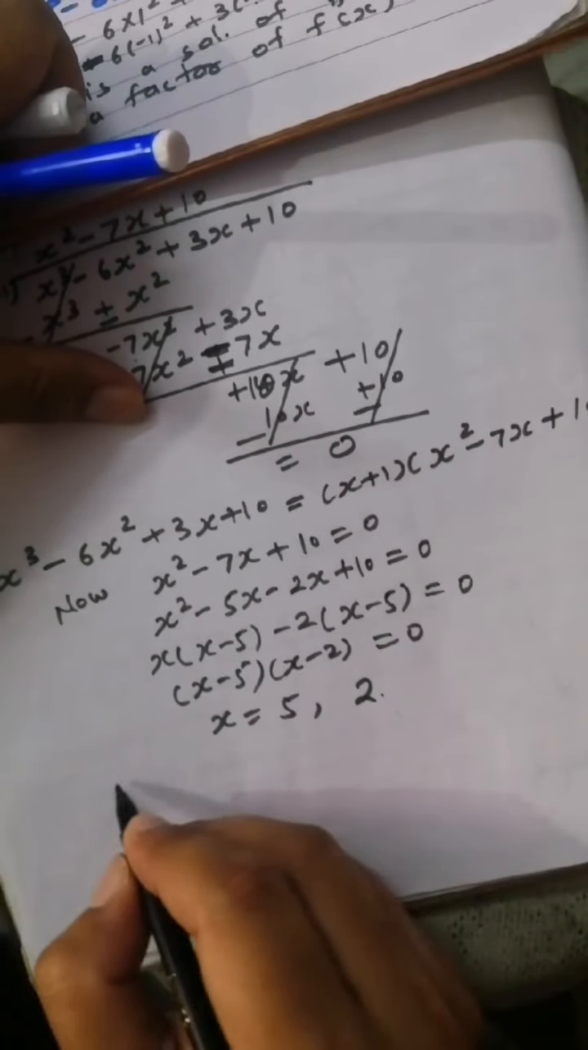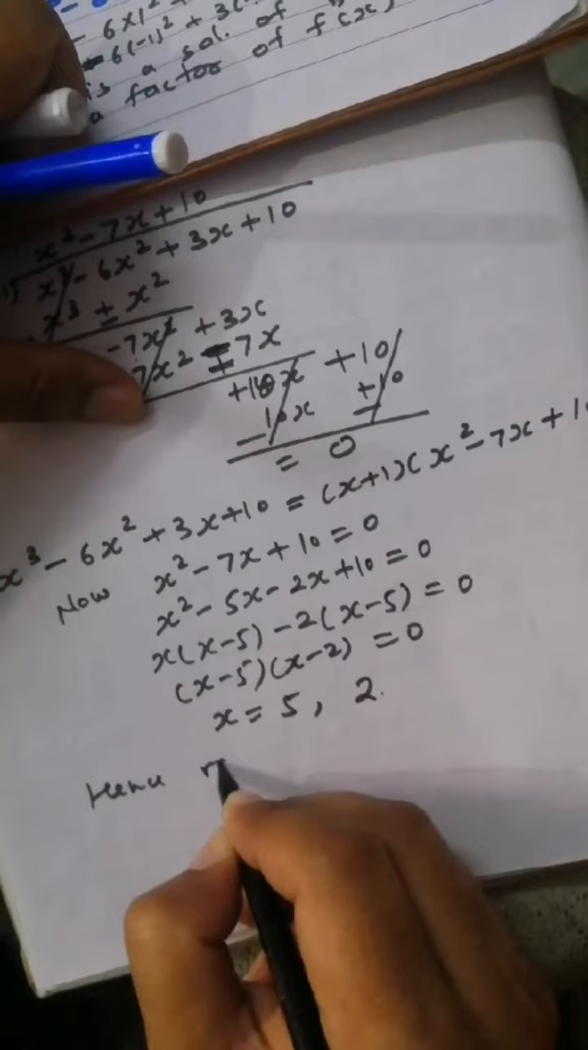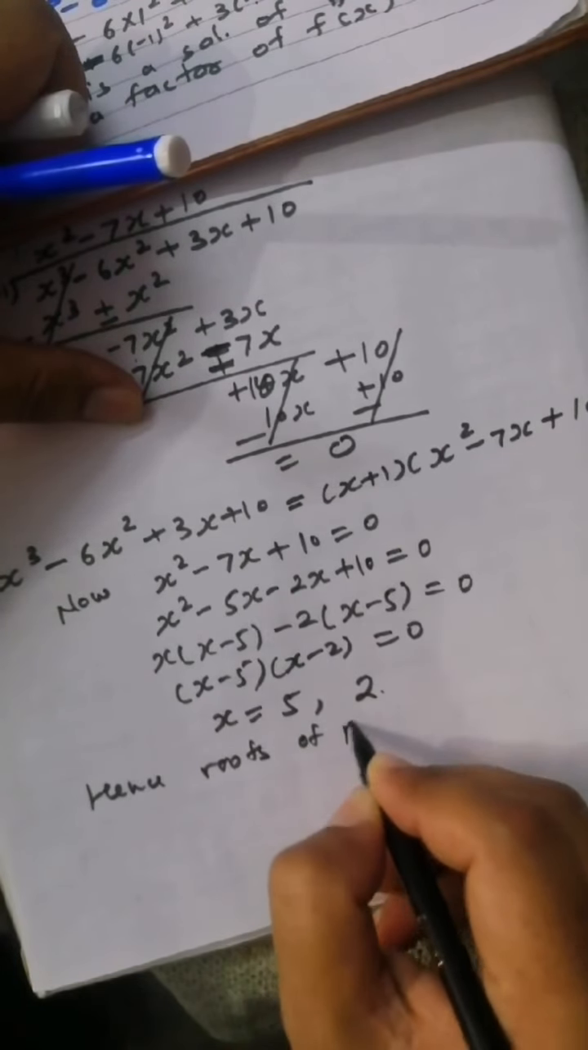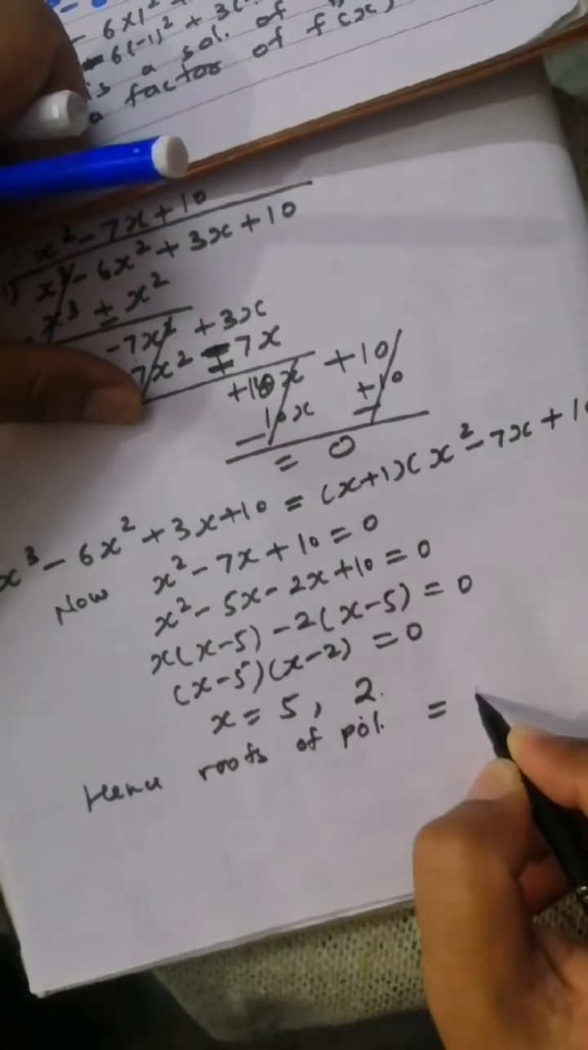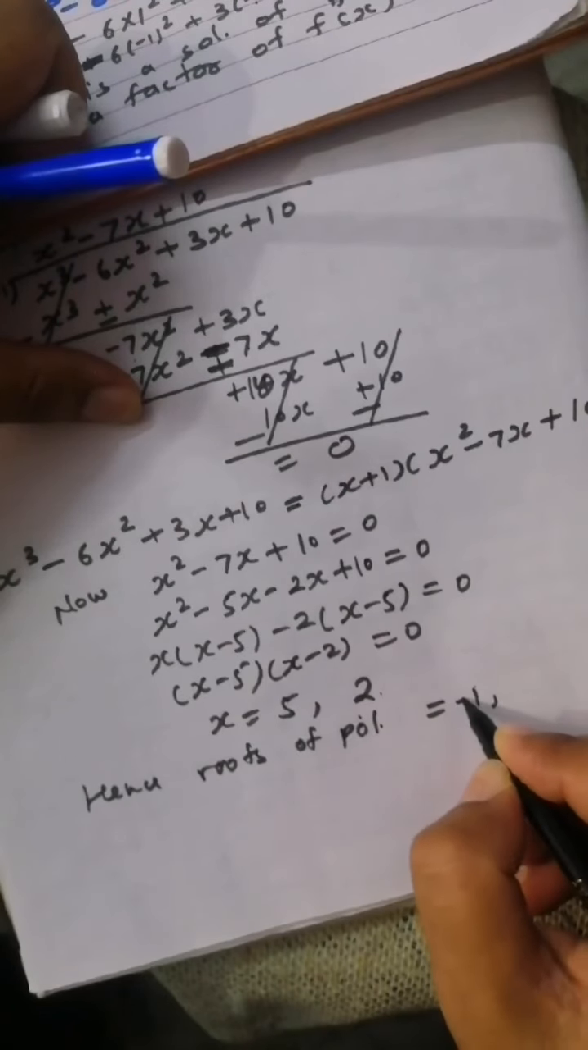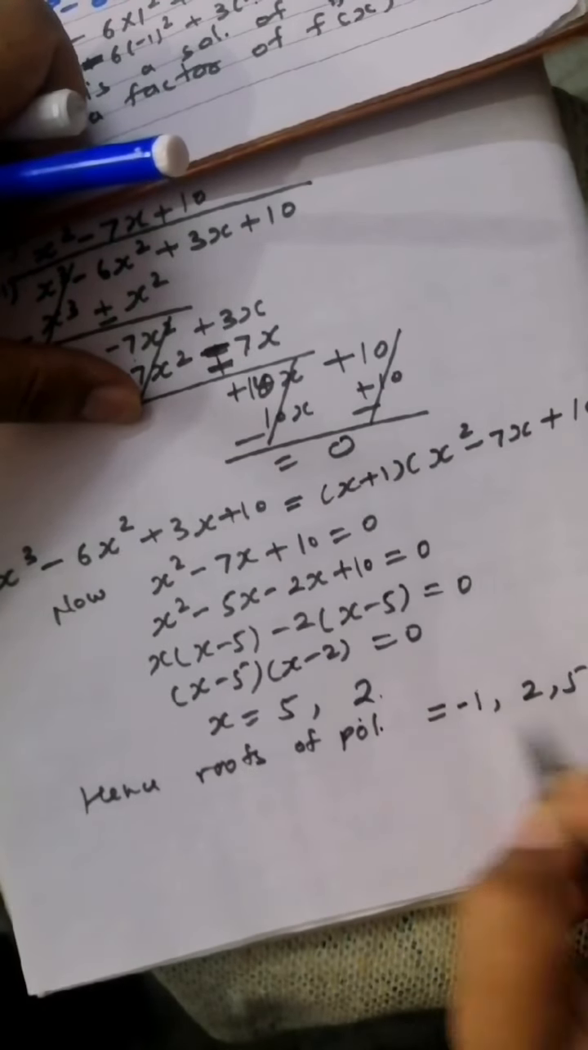So here I can write, hence the roots of the polynomial equal minus 1, 2 and 5. These are the three roots.